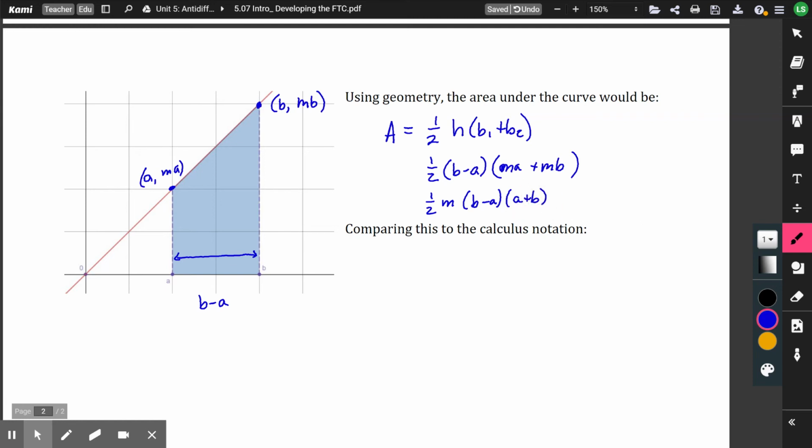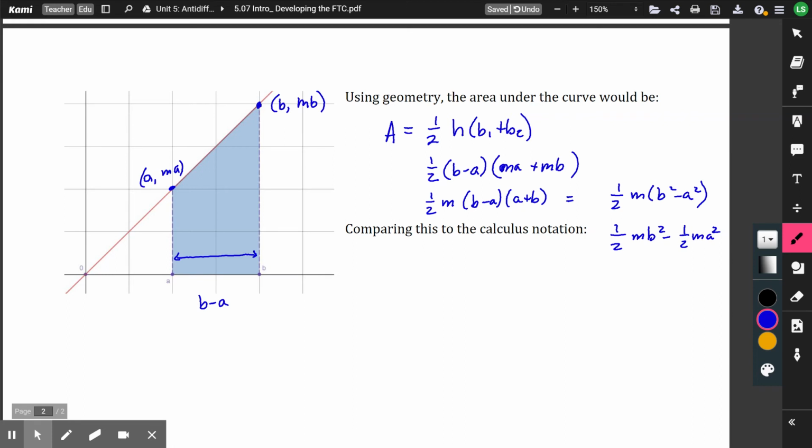Hopefully you're noticing that those factors actually make a difference of perfect squares. So we've got 1/2 m times b squared minus a squared. This is also the same thing if we distribute: 1/2 m times b squared minus 1/2 m times a squared.